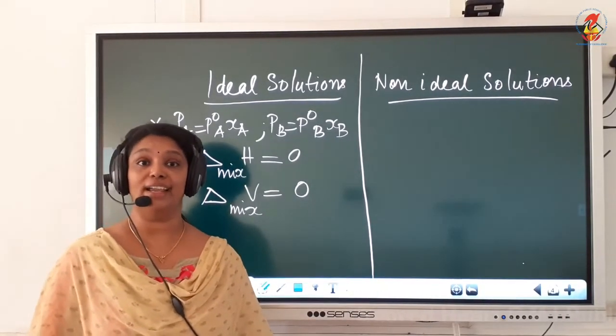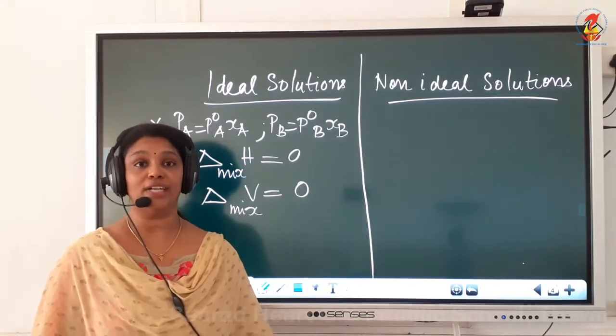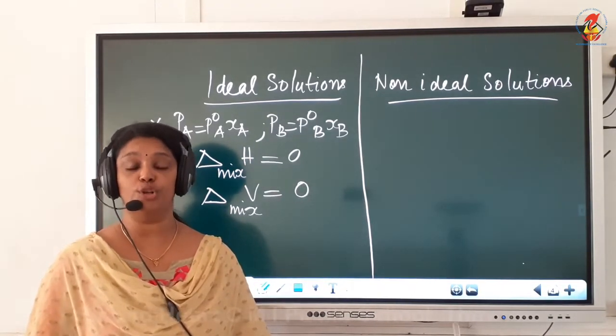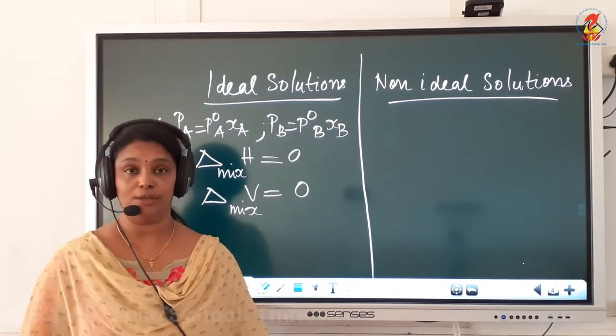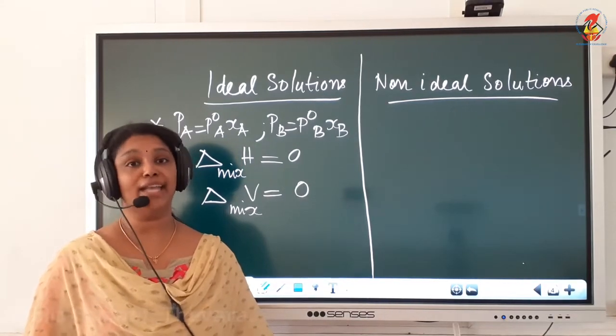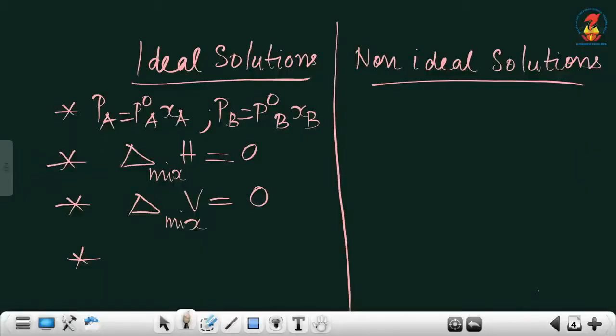So suppose this is an ideal solution. In that case, we can say that the force of attraction between solvent-solute molecules will be equal to the force of attraction between solvent-solvent and solute-solute molecules. Or we can write this as the force of attraction between AB, solvent-solute molecules, is equal to AA and BB, that is, the force of attraction between solvent-solvent and solute-solute molecules.